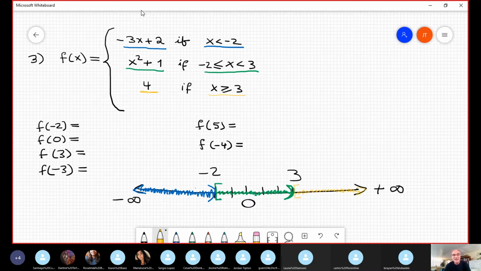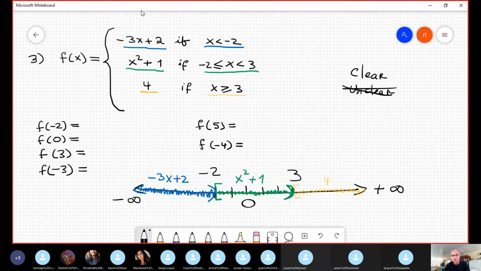Any value that lies inside this interval, we have to use this expression to evaluate the function, because the blue expression corresponds with the blue interval. Any value that lies in the green interval, we use in this expression. And any value that lies inside the last yellow interval, we use in just 4. It's a constant function, 4. Okay, more clear this interpretation or no? Or is this confusing? Okay, it's clear.